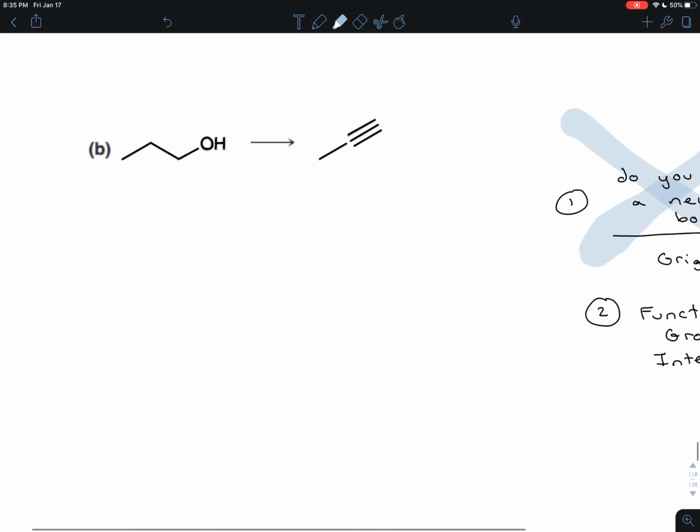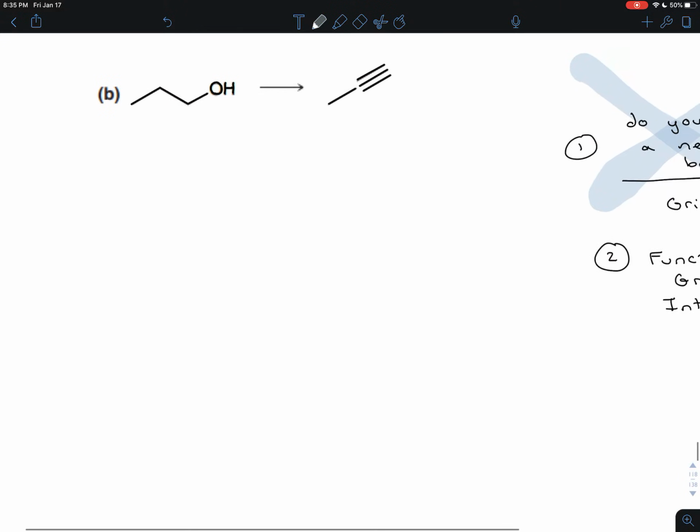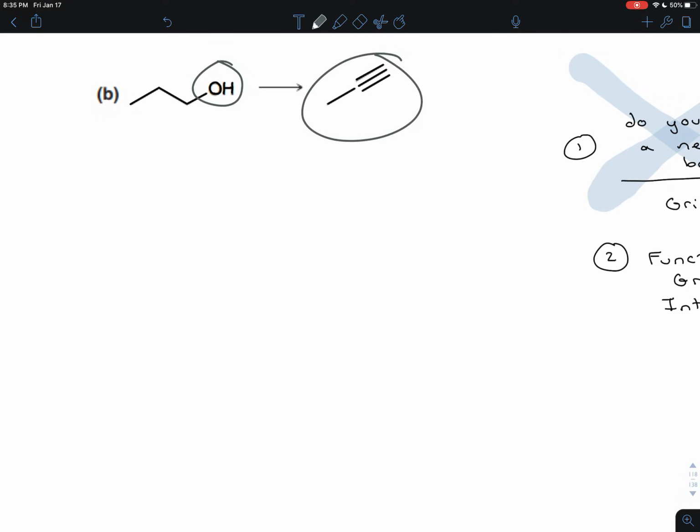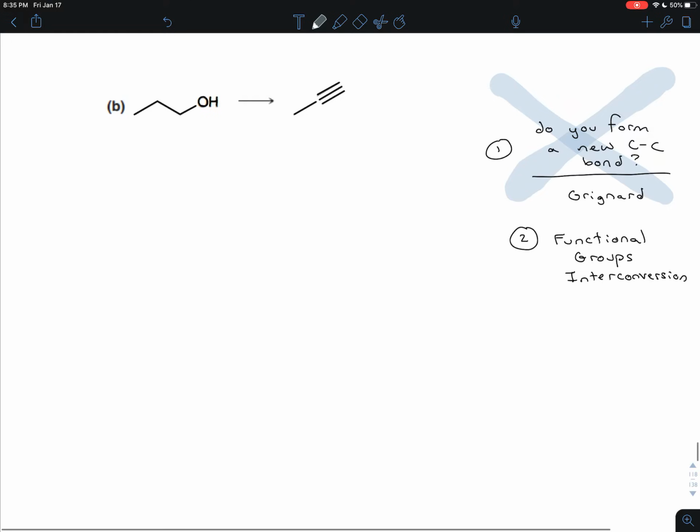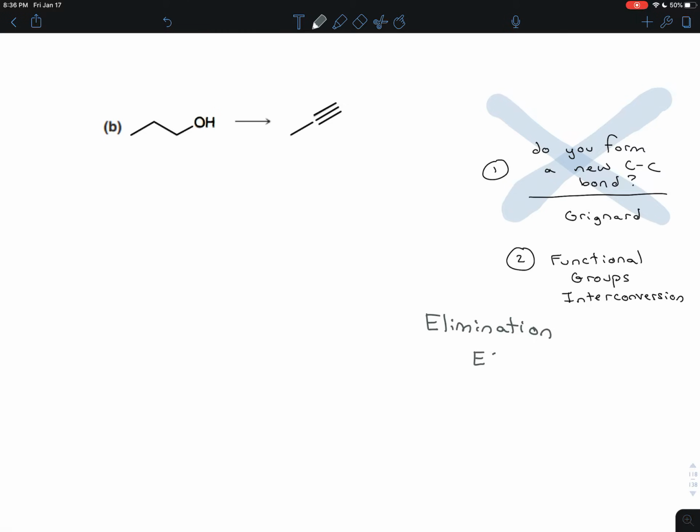Okay, so let's try to reason through that. We see an OH here, we don't see the OH there. That means it disappears. How do you get rid of that OH? You eliminate it. And so the type of reaction you'd want to do is an elimination reaction. Now there are 2 types of those. There's E1 and there's E2. You'd know to do E1 if you had a tertiary alcohol, and E2 if you had a primary. For secondary, you could technically do either, but usually E2 will be more efficient.